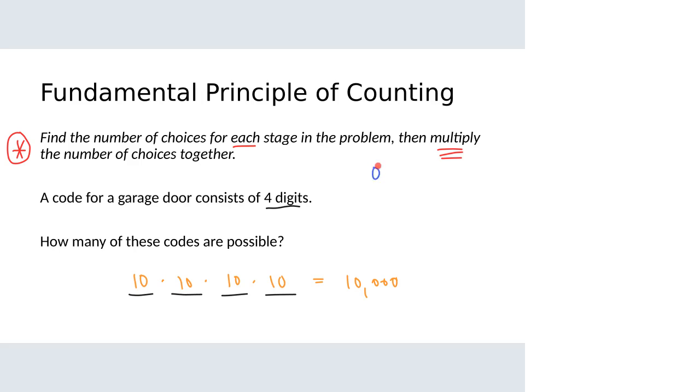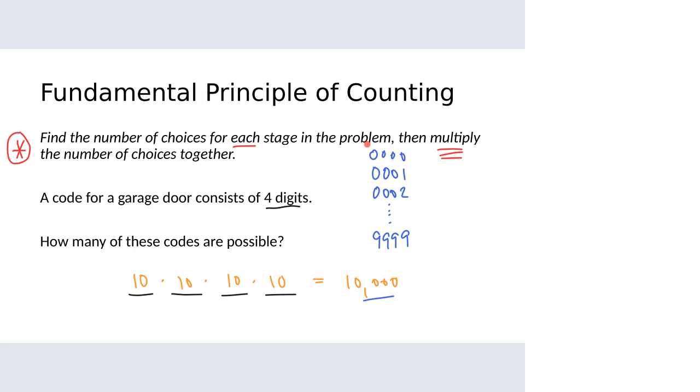Let's say we start with 0001, 0002, and we just keep on going until we get to 9999. Well, that's 9,999. This says there's 10,000. Oh, right. We could have all 4 zeros. And so there's our 10,000 different possible garage codes.